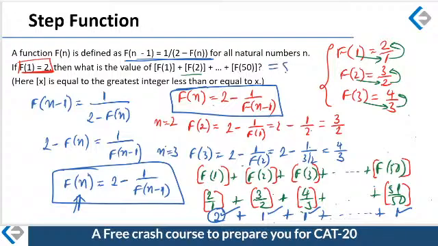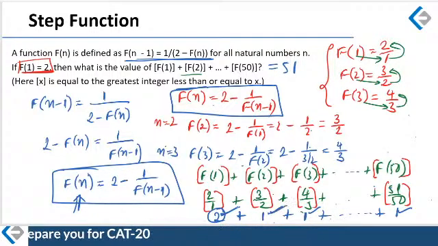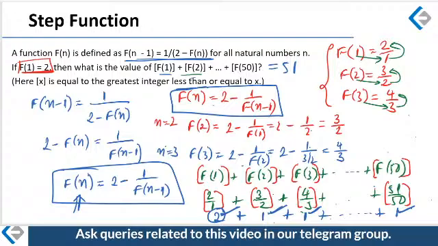Therefore, the response is nothing but 51, because the first outcome was 2. After that, every other outcome was 1. There are 50 outcomes here. So 49 of them are 1s except the first one being 2. Therefore, the overall response has become 51 for this particular question. Simple. All it is, is a step function.